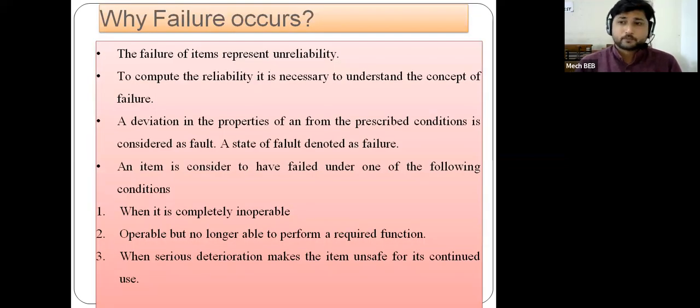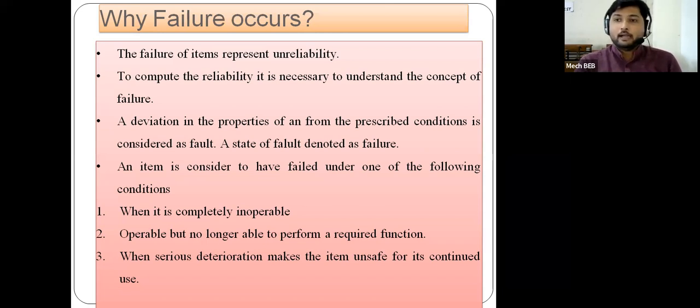So here, to understand the reliability, we need to understand why failure occurs. Failure is nothing but this: if that product fails during its working lifespan, then it will be considered that the product is not that reliable, or that the product is unreliable. So to understand the reliability, we need to understand the failure. So what is meant by failure?